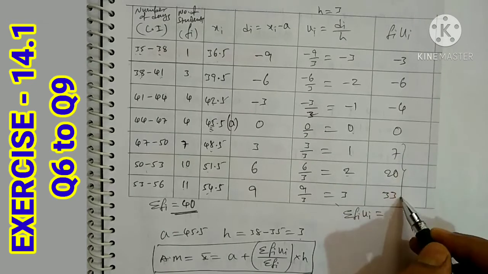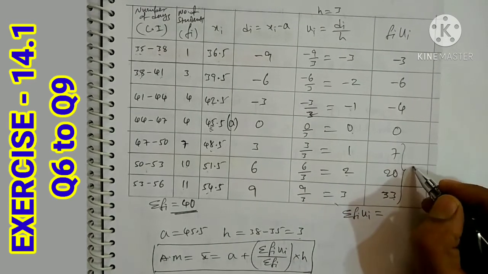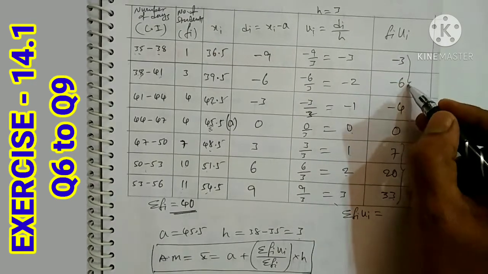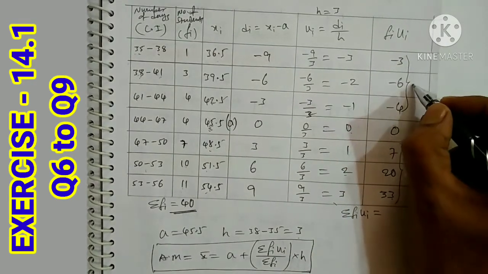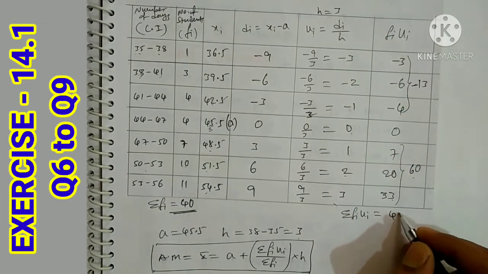Now adding these positive numbers. 30 plus 20 is 50. 53, 60 it is. Negative numbers: 6 plus 4 is 10, 13. So 60 minus 13 is 47.